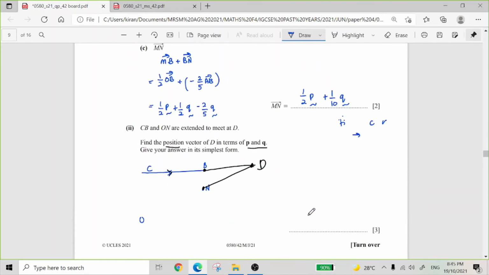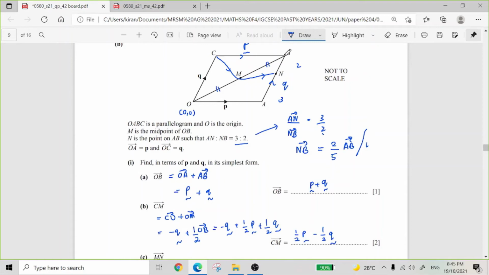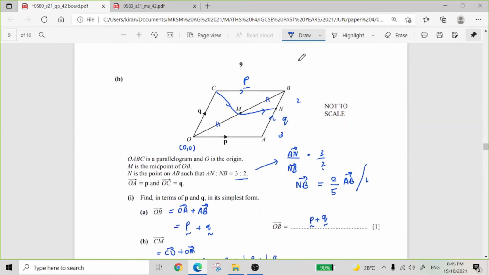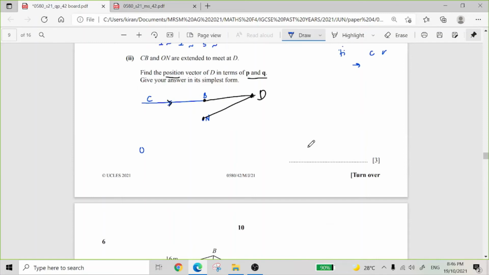Next question. CB and ON are extended to meet at D. So they are extended until they meet at D. So I redraw it. ON is also extended here. So this is ON, which originally was just this part, this part ON.